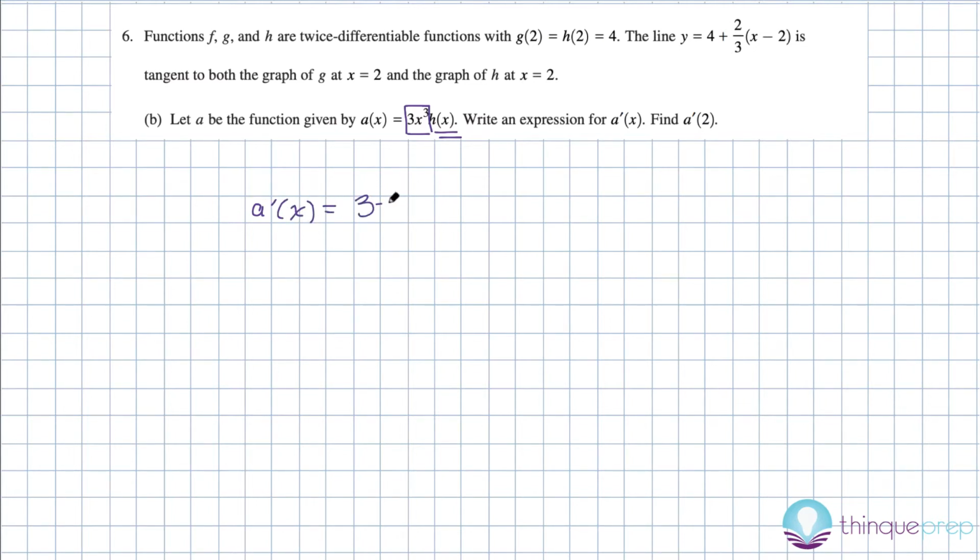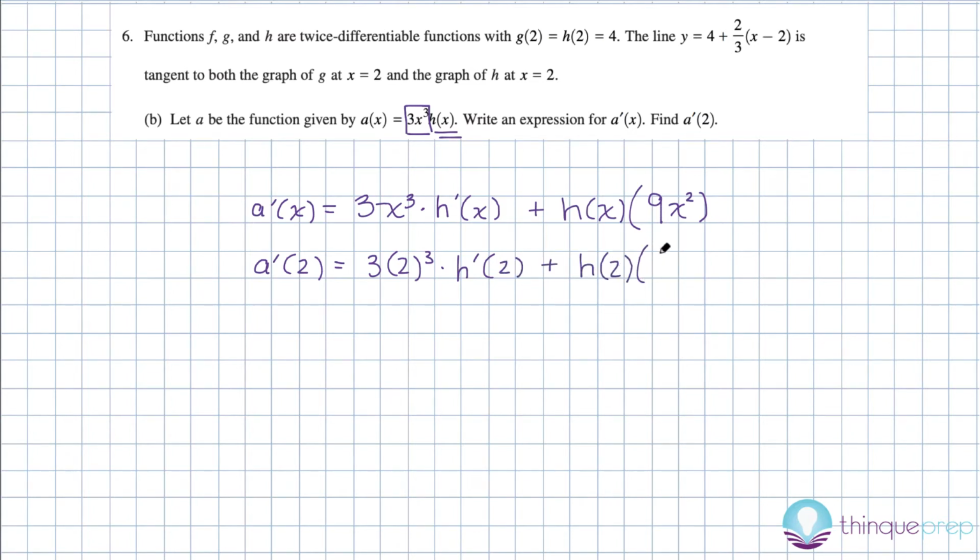We have first times the derivative of the second, h prime of x, plus the second function, which is h of x, times the derivative of the first. The derivative of 3x cubed is 9x squared. And then you can just go ahead and leave it like this. And then we need to plug in the number 2. When we plug in the number 2, we get 3 times 2 cubed times h prime of 2, and then h of 2 times 9 times 2 squared.